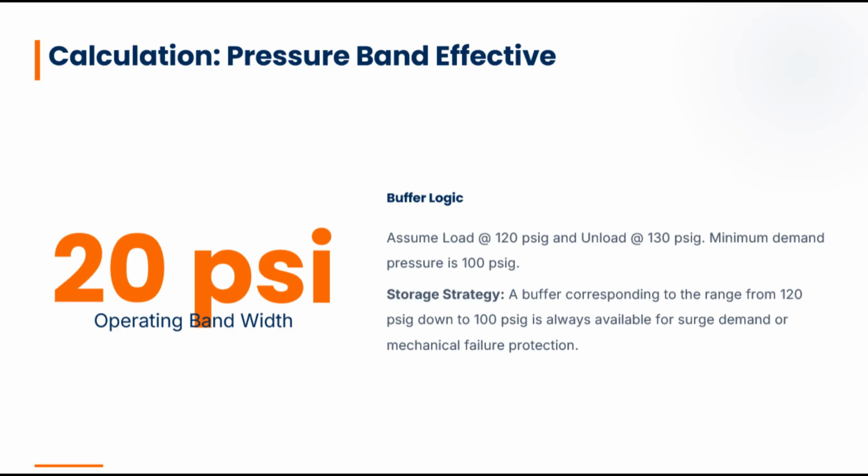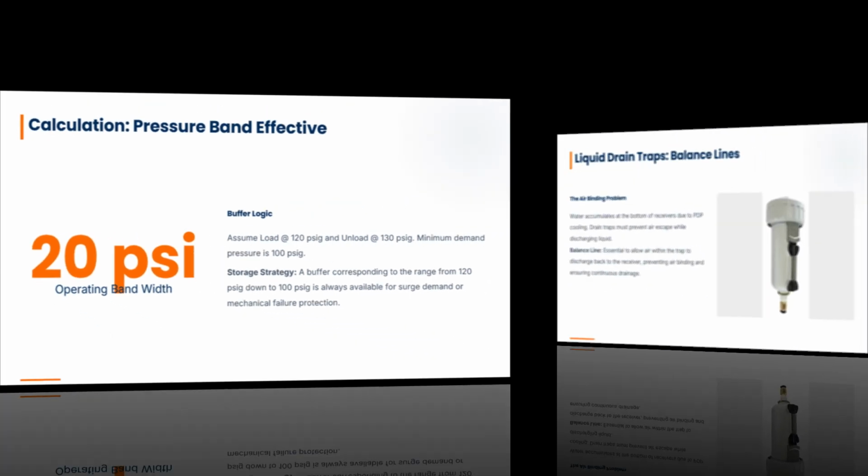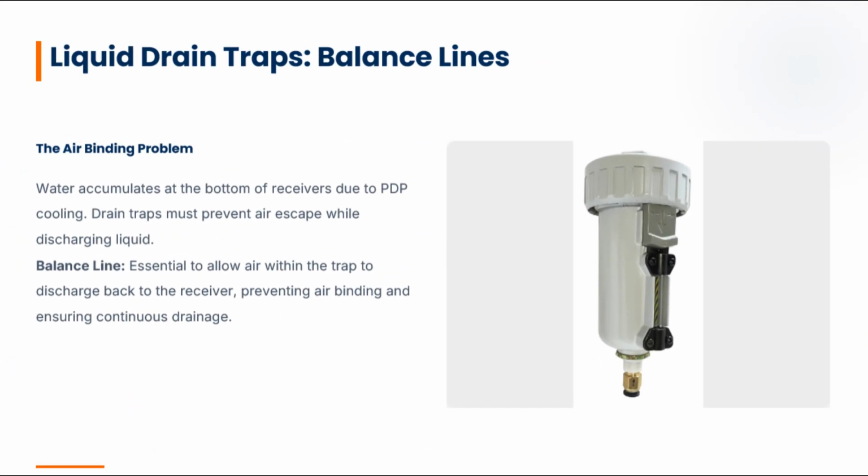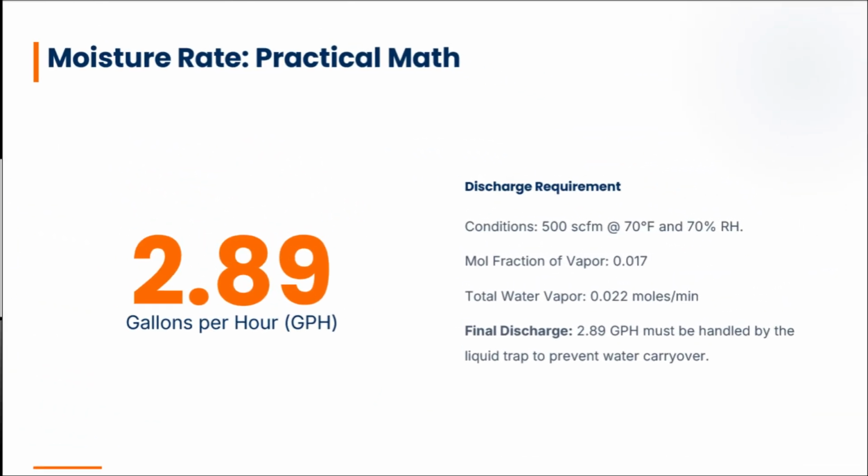Load at 120 psig, unload at 130 psig, minimum process pressure 100 psig. That gives you a 20 psi usable buffer, which is your insurance policy against trips during surge demand or a compressor failure. Condensate accumulates at the receiver bottom as the air cools to PDP. Drain traps must discharge liquid without bleeding air, and they need a balanced line back to the receiver or they air bind and stop draining.